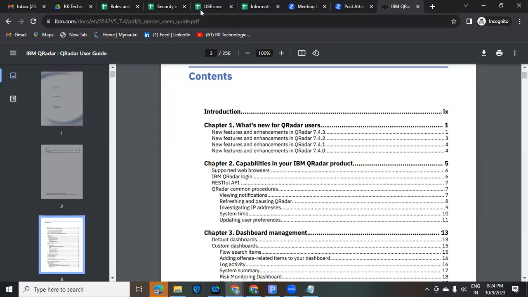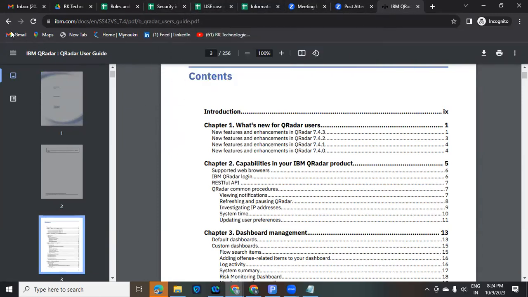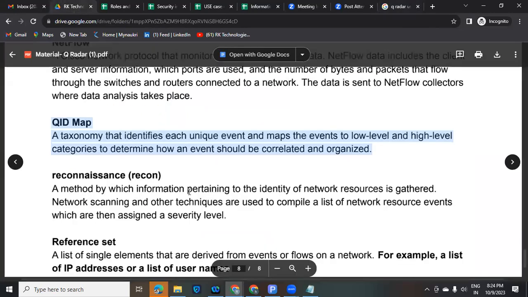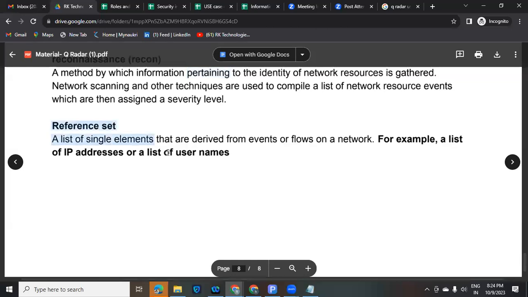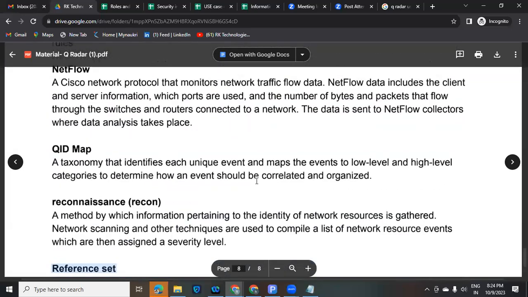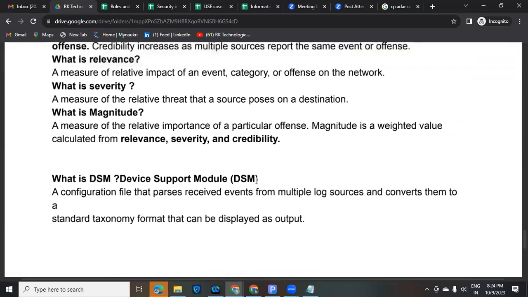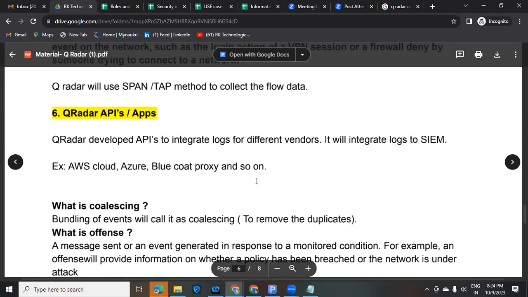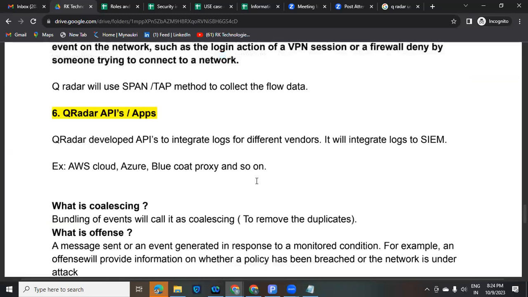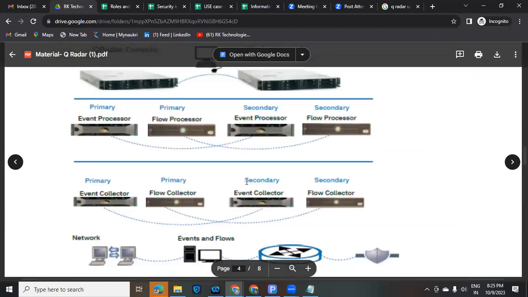So go back to our folder now. Yeah, reconnaissance. Okay, so reference set. Reference set is also one of the interview questions. If you go through this document, you can crack any IBM QRadar interview questions along with my notes. I provided almost 99% of the interview questions, along with design and implementation architecture points of view also. Please go through all these documents as well. So that is dedicated to QRadar material.